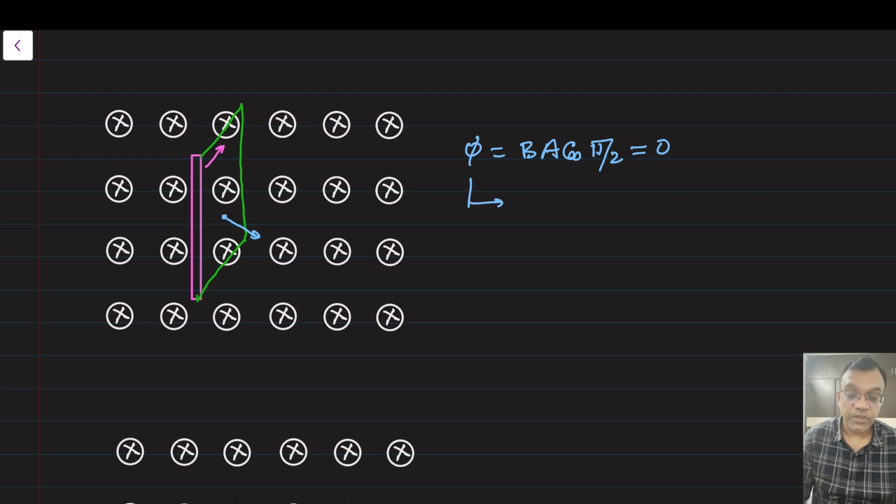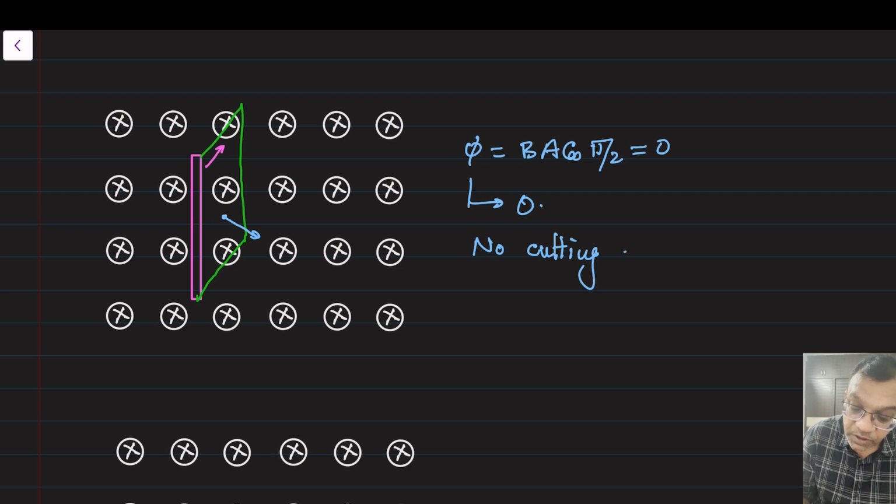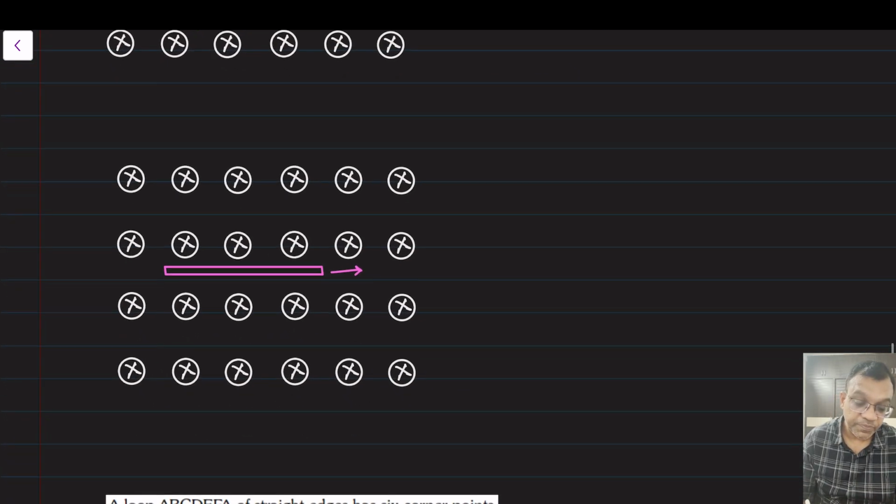Now here you see, is cutting of flux taking place? Now here the field lines are into the paper and the conductor is moving along the field lines, parallel to the field lines. So here there is no cutting of flux also. No cutting of flux, so no varying flux, no cutting of flux. Both take place simultaneously.